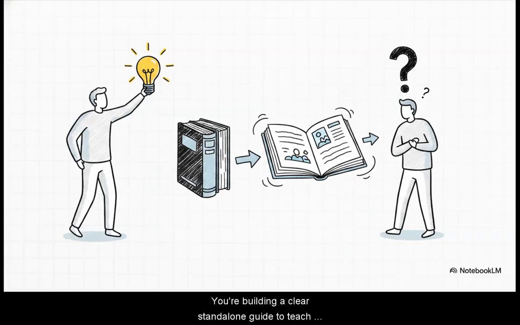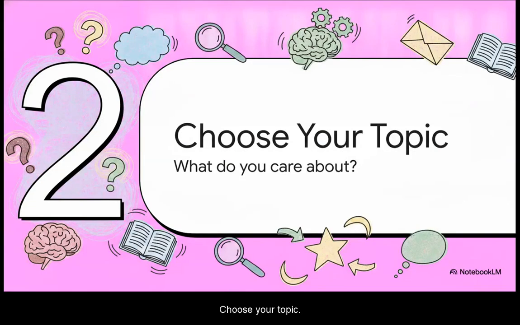You're building a clear, standalone guide to teach your readers something entirely new. It has to be easy to digest without you standing there explaining it to them. And the catch? You've got to base all your teachings purely on peer-reviewed research articles. It's really all about translating complex, heavy science into a super accessible guide. Which brings us to Step 1, choose your topic.